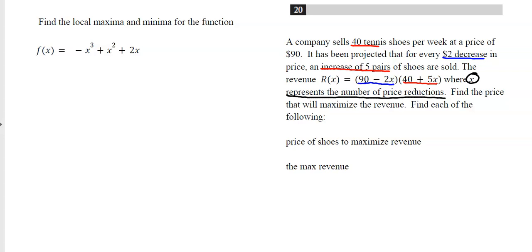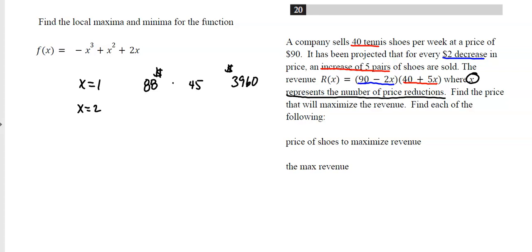So let me just kind of show you. When X equals 1, I'm reducing the price from 90, take away $2. So it'd be $88. But I would sell 45 pairs of shoes. So if I multiplied those two together to figure out my revenue, 88 times 45, sweet, it's $3,960 that week.